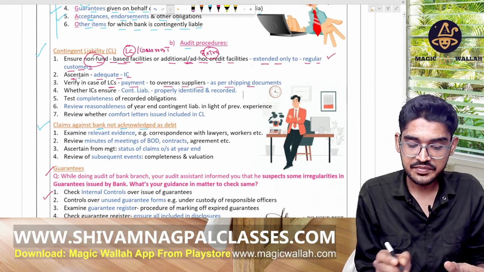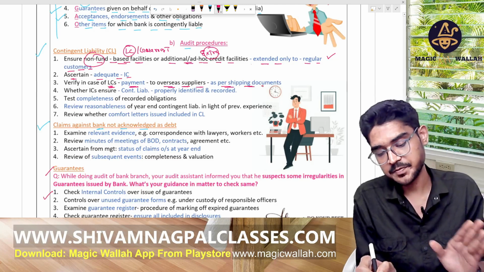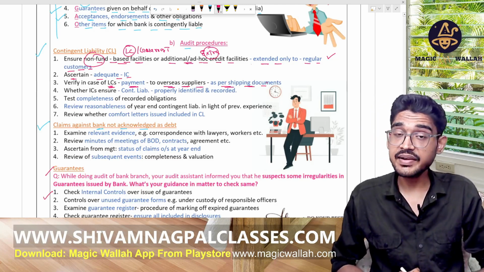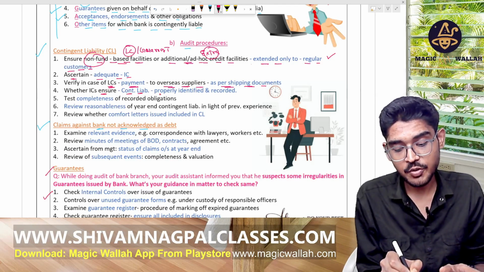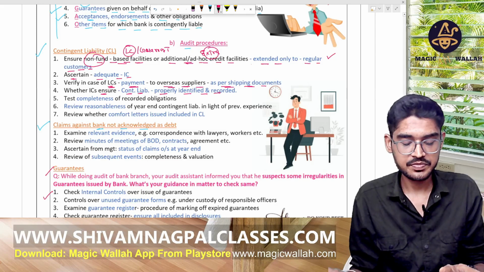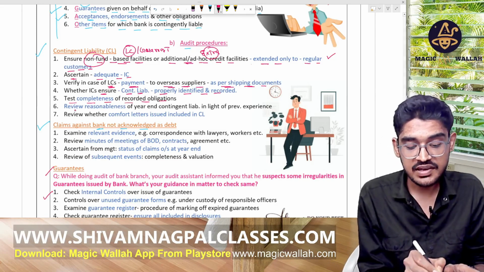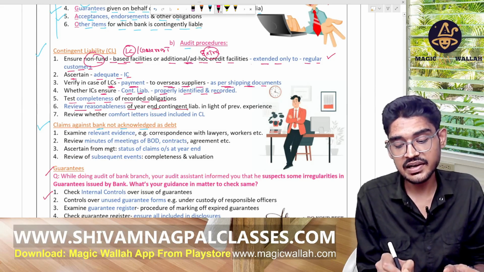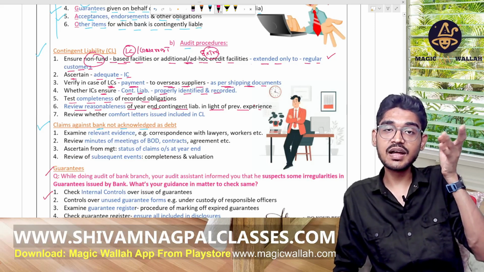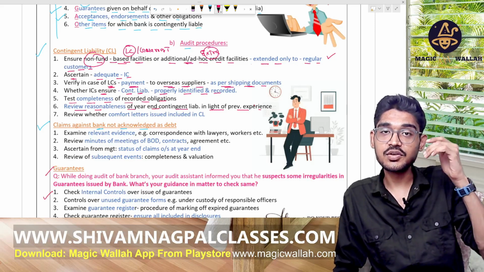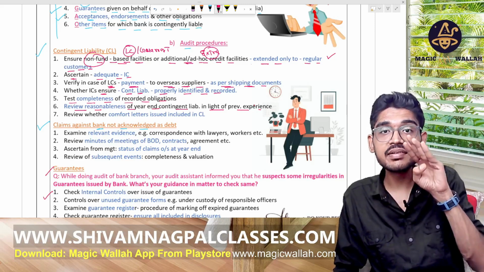So check the letter of credit payment to the overseas supplier as per shipping documents. Now, whether the internal controls ensure the contingent liability is properly identified and recorded. Test completeness of the recorded obligations, review the reasonableness of the year-end contingent liability in light of previous experience. Let's say last year it is 2 CR, but now it is 1 CR. Maybe last year 2 CR, now it is 5 CR. So check, compare it with the previous years also.